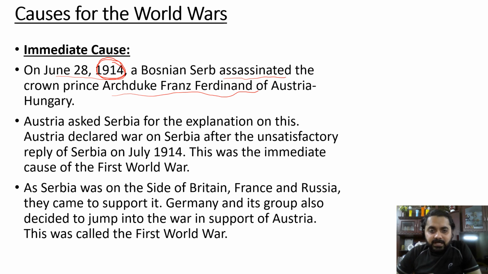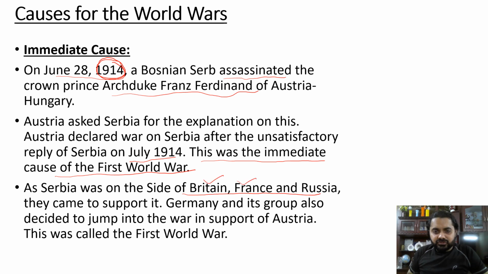So when Serbia fails to give a satisfactory reply, Austria becomes very angry and immediately attacks Serbia in July 1914, and this is how World War One immediately begins. Okay, so this is the beginning of World War One, and since Serbia was on the side of Britain, France, and Russia, Britain, France, and Russia came in support of Serbia.